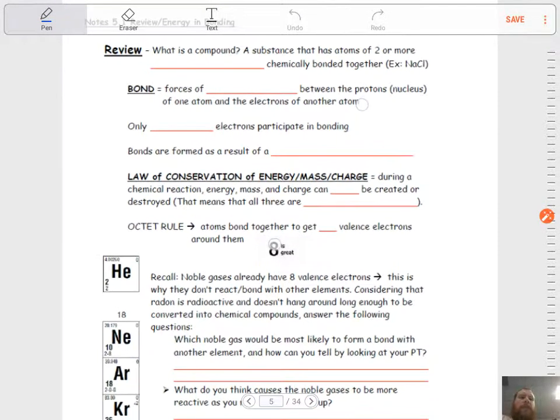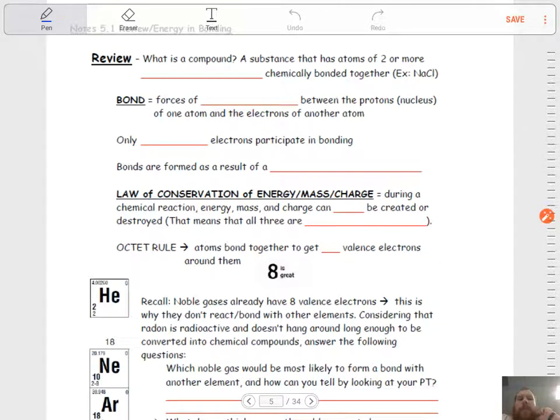So let's talk really briefly, review. It's been a little while since we've talked about the basics of some chemistry that hopefully you have not forgotten. But basically, what is a compound? Be thinking about what that is. It's a substance that has atoms of 2 or more different elements that are chemically bonded. That's the big thing, is that they are bonded together.